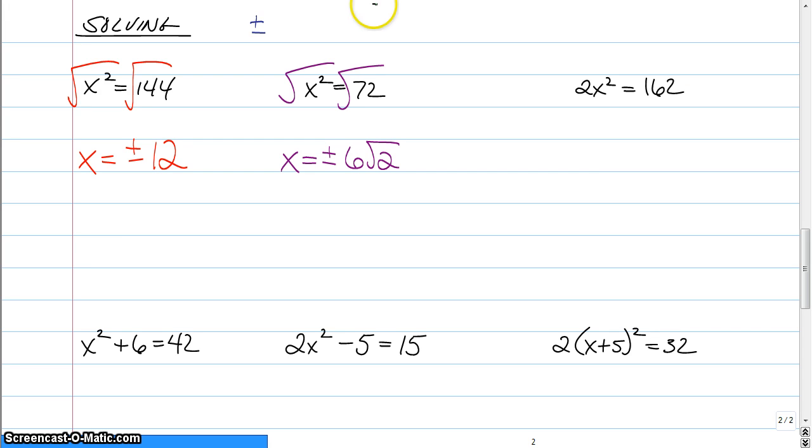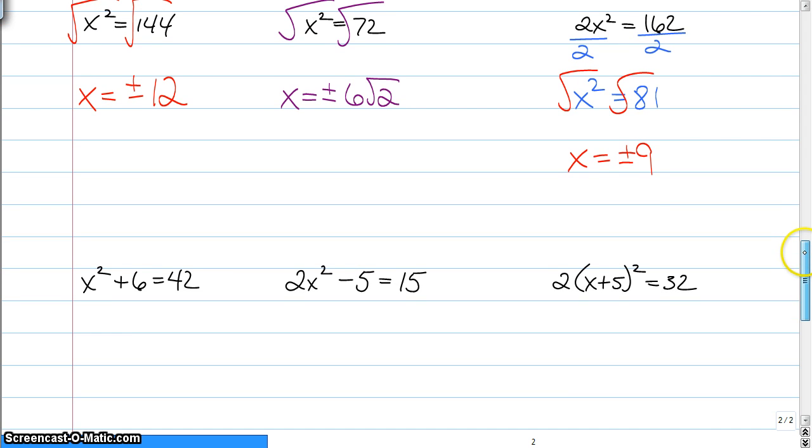Okay? When you have something in front, it's no big deal. You just divide both sides by 2. And you get the x by itself. So you have x squared is equal to 81. And now you square root both sides and you get x is equal to plus or minus 9. Okay? So that's how you do solving by square roots.